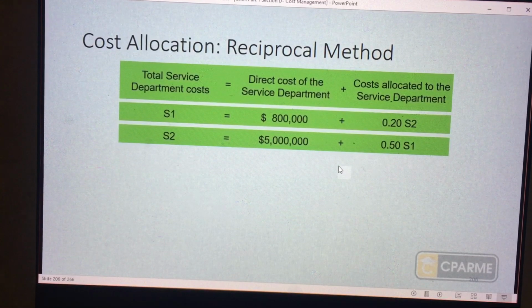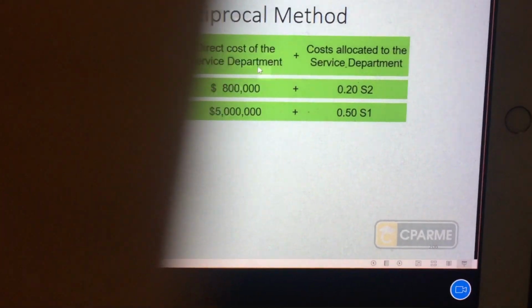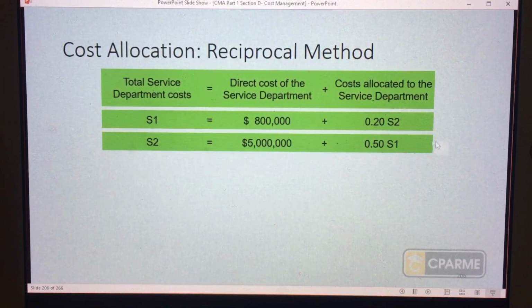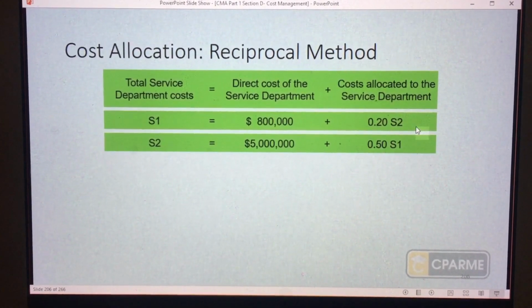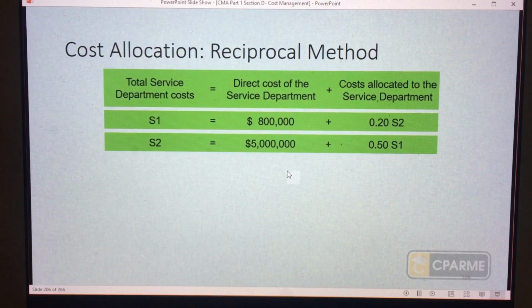So for example, in our Carlisle company, your total service department cost for S1: the direct cost of S1 is 800,000, and you allocate 20% of your cost to S2. So that's your first equation. The second equation would be S2 is equivalent to the direct cost of the service department, which is 5 million, and you allocate 50% of that to S1. So you'll notice we need to do the algebraic method because of the provision of services from one service department to the other, as represented by your S2 and S1 in our formula.